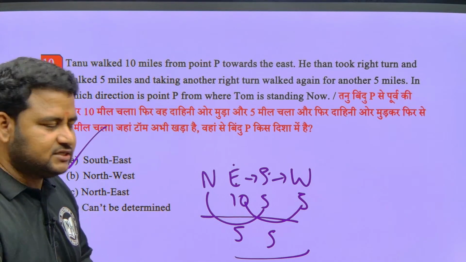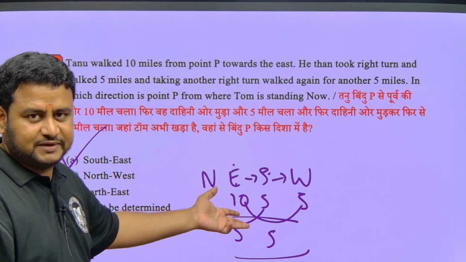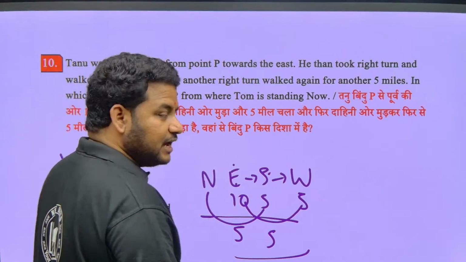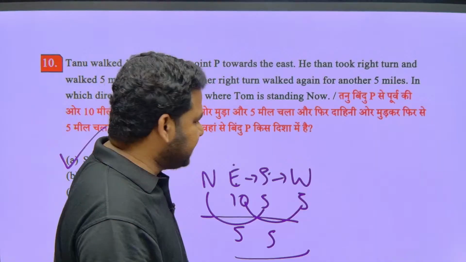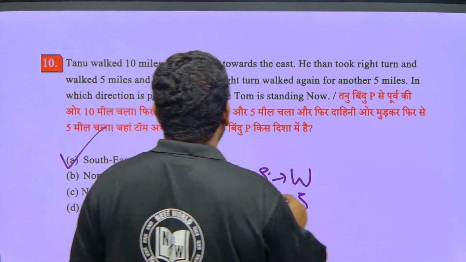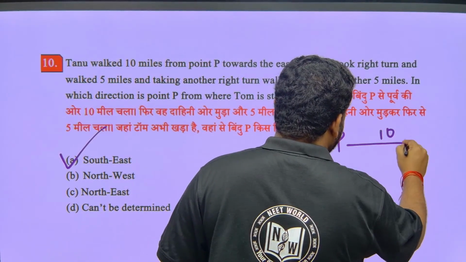Now, using this I could solve it within 30 seconds, but the explanation took almost a minute. The same thing I can solve using the figure, and I will show you how you can get the same answer. But I wanted to follow this method, that is a trick method. So let us see. Tanu walked 10 miles from point P. So this is point P, 10 miles towards east.